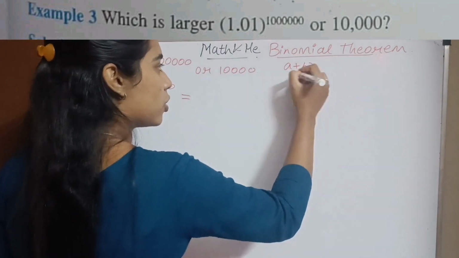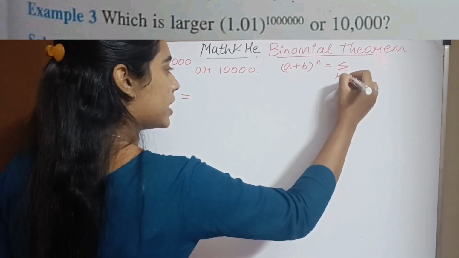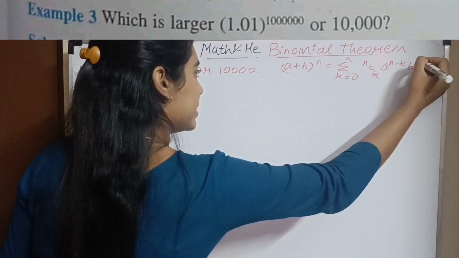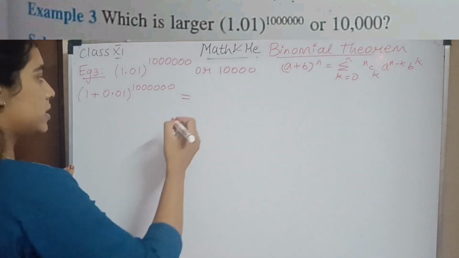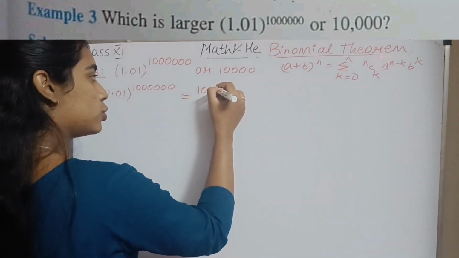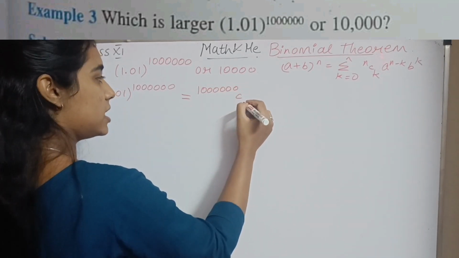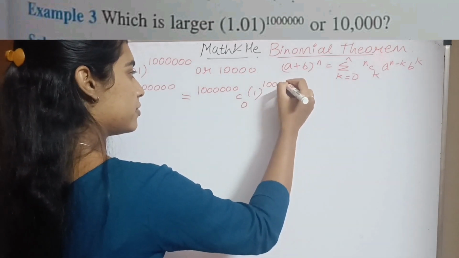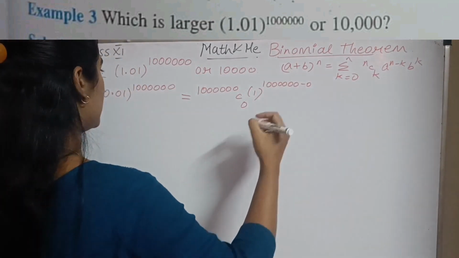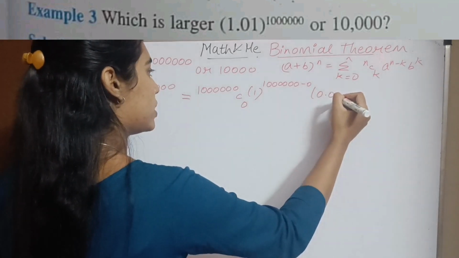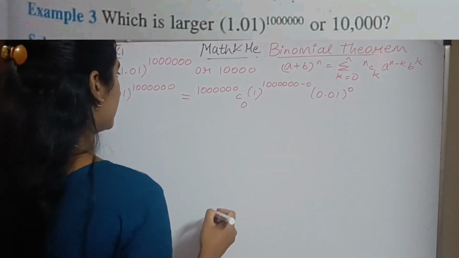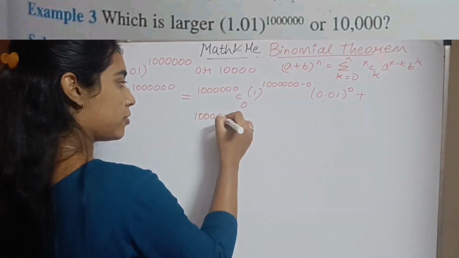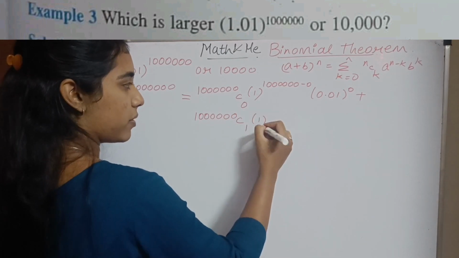So (a + b) the whole power n can be written as the summation of k equals 0 to n, nCk a^(n-k) b^k. Okay, so it becomes 1,000,000 C 0 times a to the 1,000,000 minus 0 times 0.01 to the power 0. So this is my first term. What is my second term? Plus, it is 1,000,000 C 1 to the power 1.